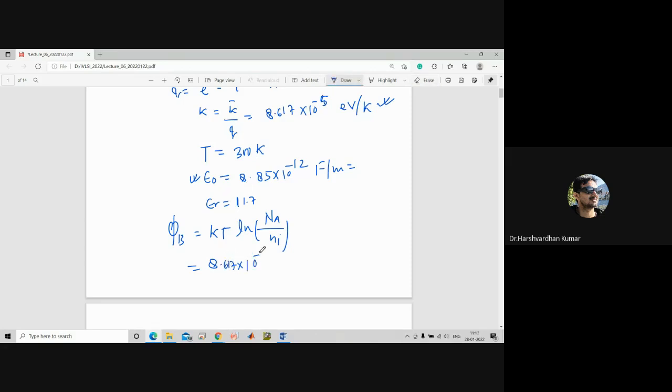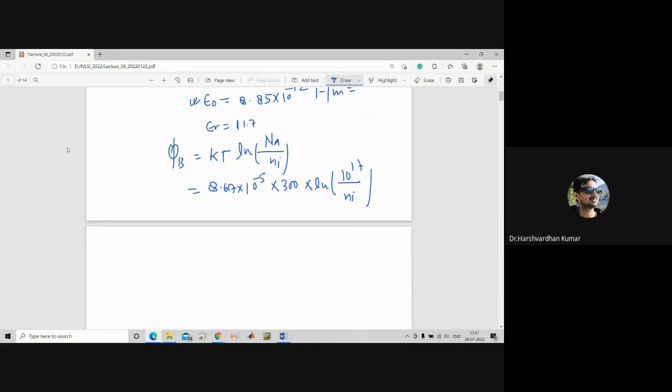8.617 into 10 to the power minus 5 multiplied by T, which is 300, multiplied by ln Na, which is 10 to the power 17, by Ni. But nobody asked me what is Ni. So Ni is the intrinsic carrier concentration, in per centimeter cube. What do you mean by the intrinsic carrier concentration?